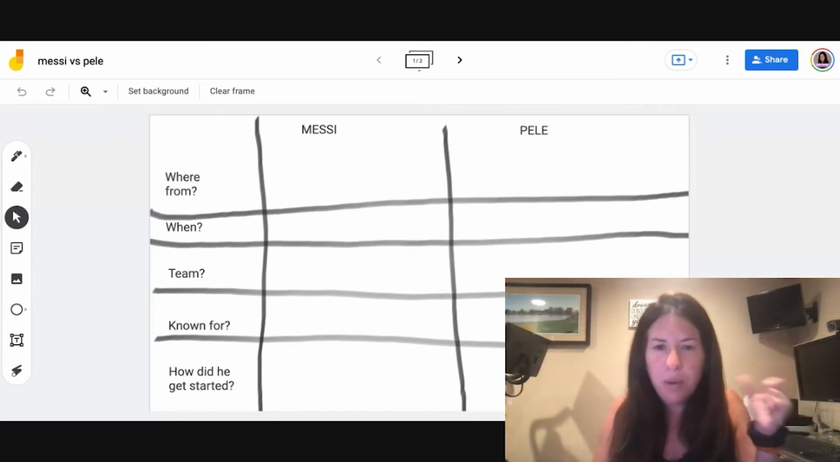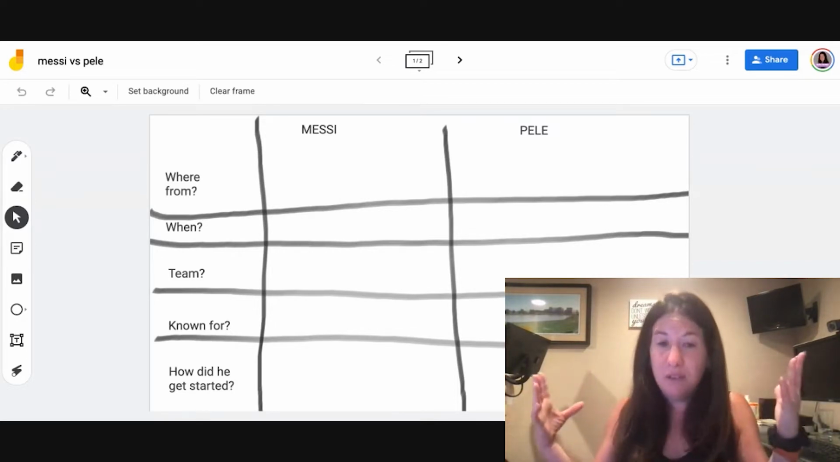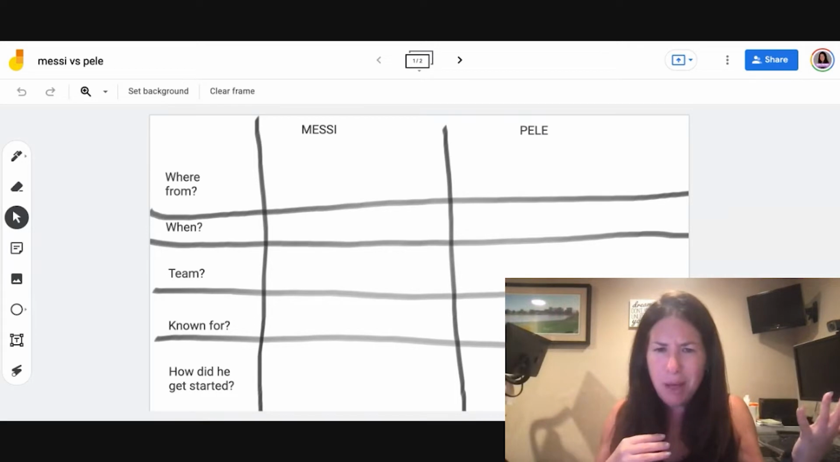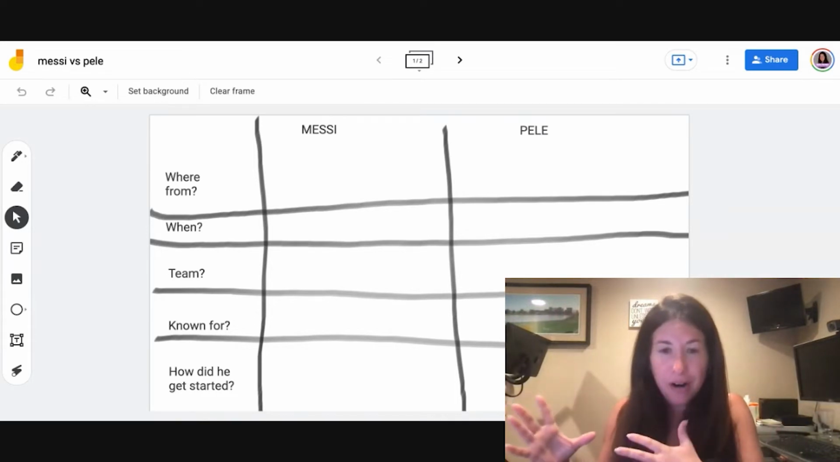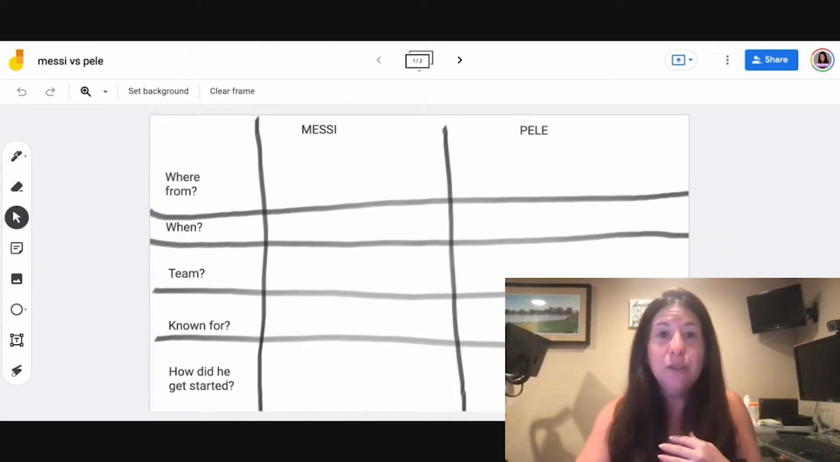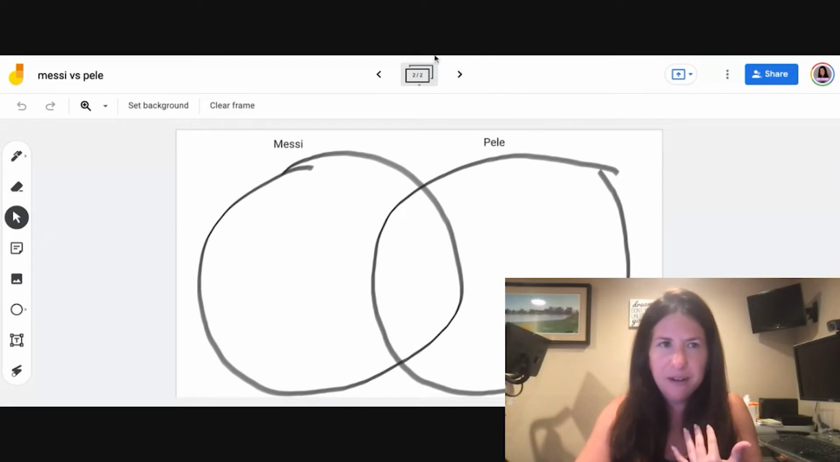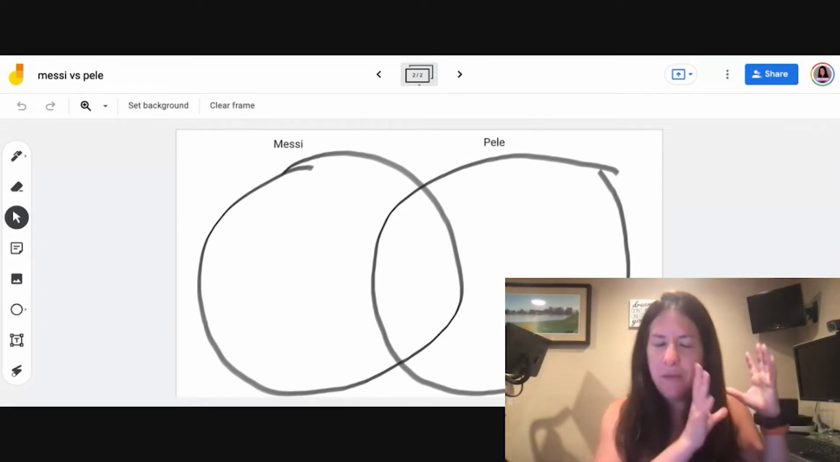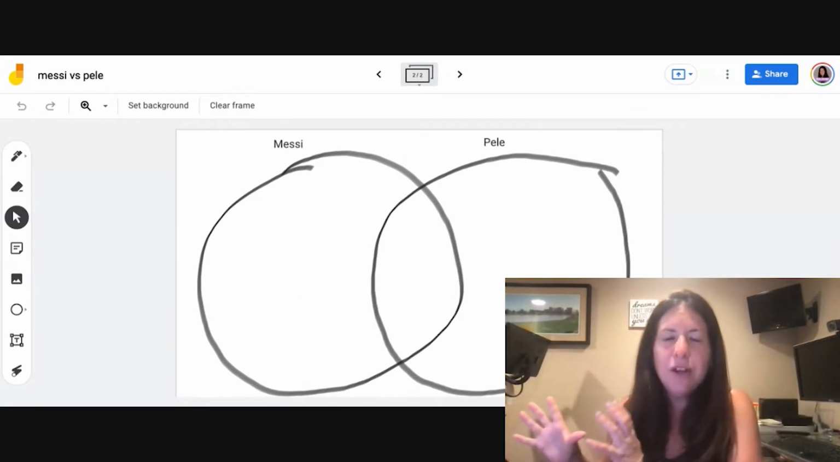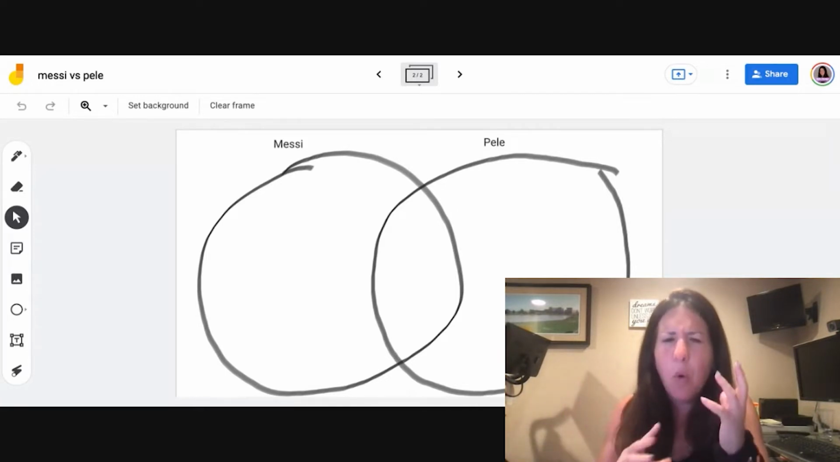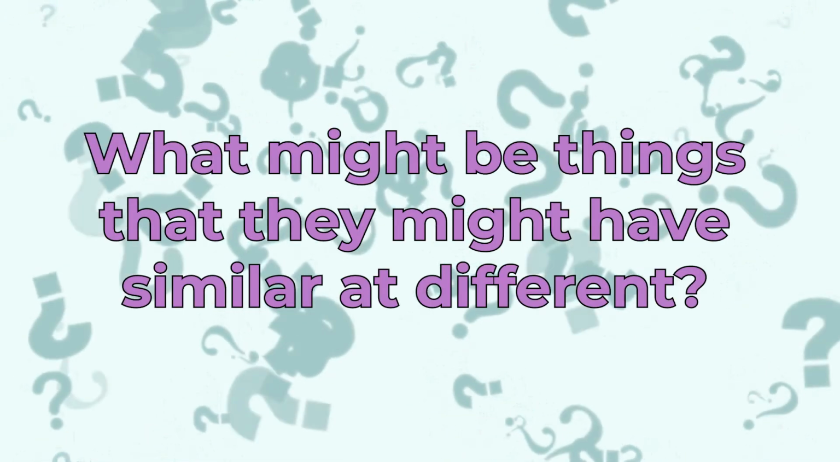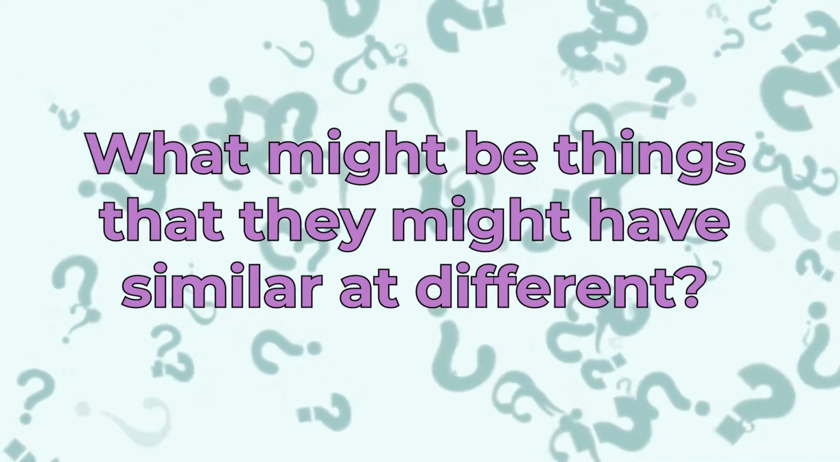We can think about what are some things we can listen for or watch for or read for. And we can make a chart. And then you can read a text or a YouTube video about them, and complete this chart, and then take these facts to then fill in a graphic organizer. So you can show them how you take from there and bring it to there, how to visually see and brainstorm what might be important, what might be things that they might have similar and different.